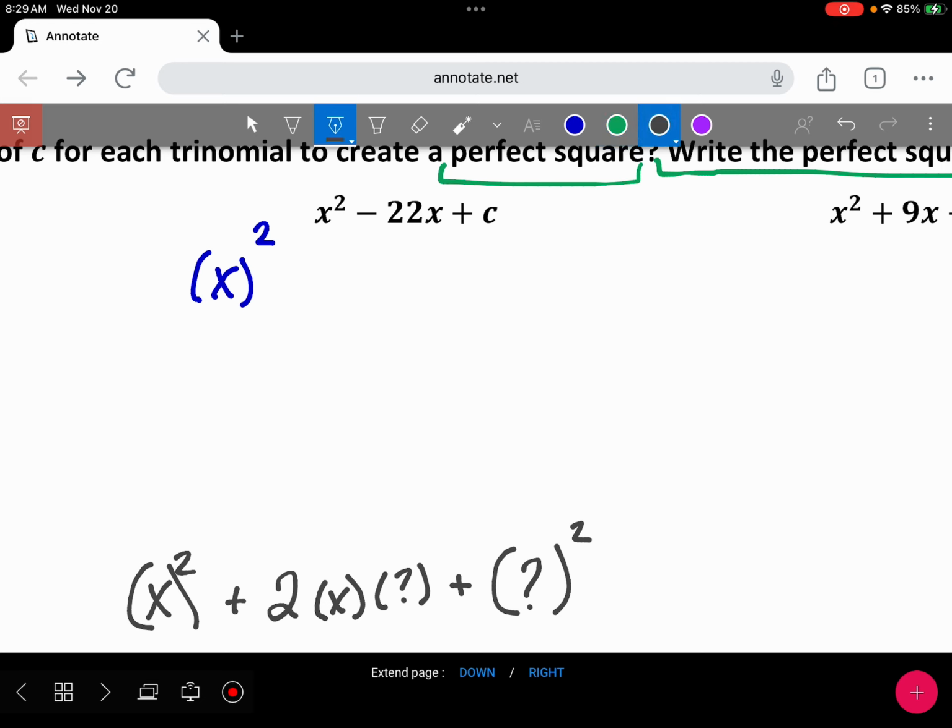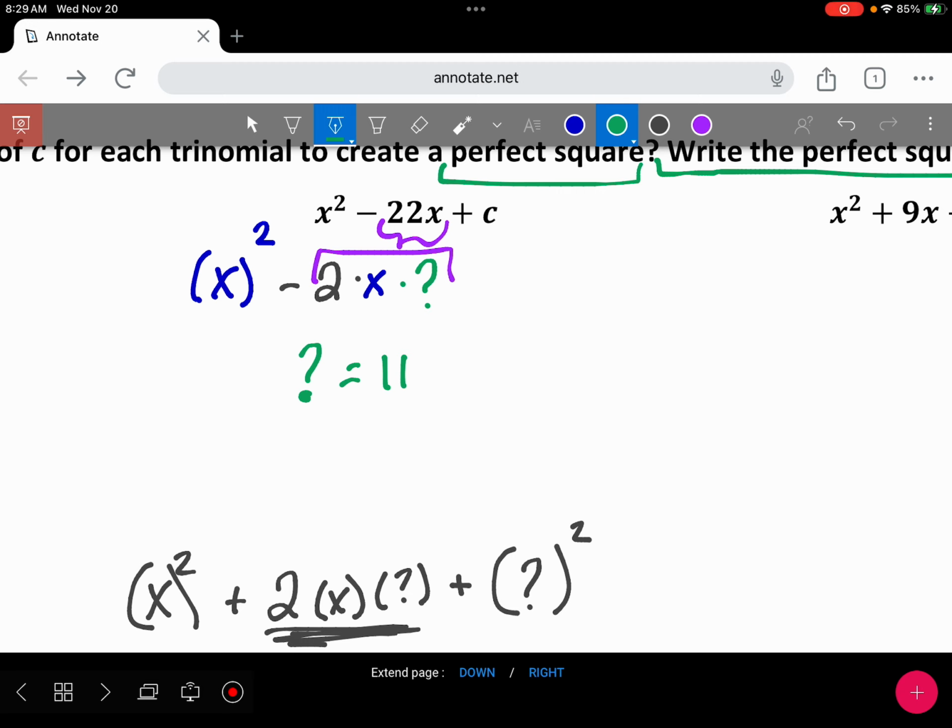And this middle piece, to be able to make our perfect square, we want it to follow this pattern down here. So it needs to be 2 times the front piece, our x, times our question mark. So if I know that our 22x equals 2 times x times something, what does that question mark need to be? 11. 2 times x times something equals 22x. So my question mark piece needs to be 11.